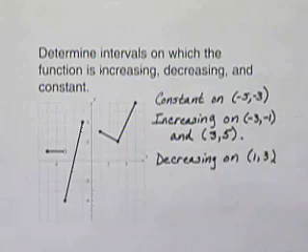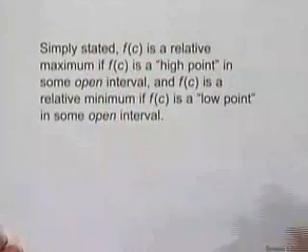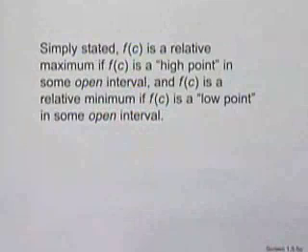All right, good work. Now, in many real-world situations, it's important to find a maximum or a minimum value. When we view a graph, each high point gives us a relative maximum, and each low point gives us a relative minimum. Let's look at this in a more formal way. Simply stated, f of c is a relative maximum if f of c is a high point in some open interval, and f of c is a relative minimum if f of c is a low point in some open interval.